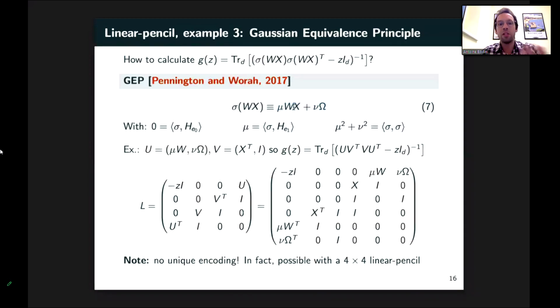So you've linearized your activation function sigma. There is a lot of literature around this principle, but technically what happens is that if you want to calculate J of z, what you need to do is just replace sigma of Wx by this linearized version of sigma Wx. And this, again, can be tackled with the linear pencil method.